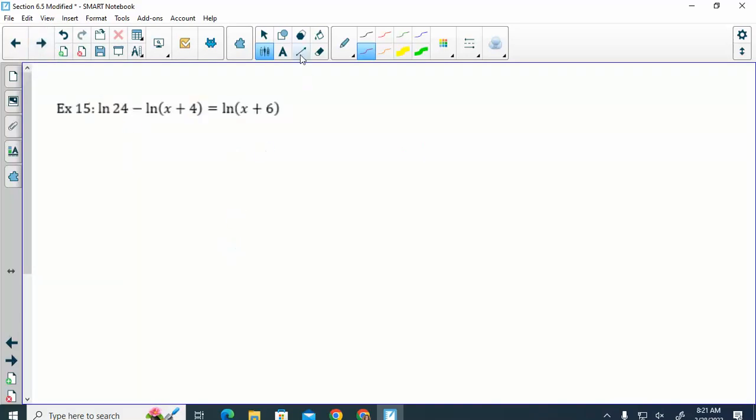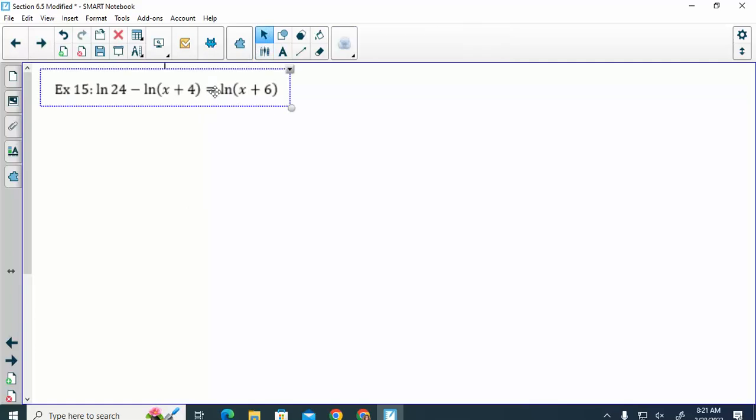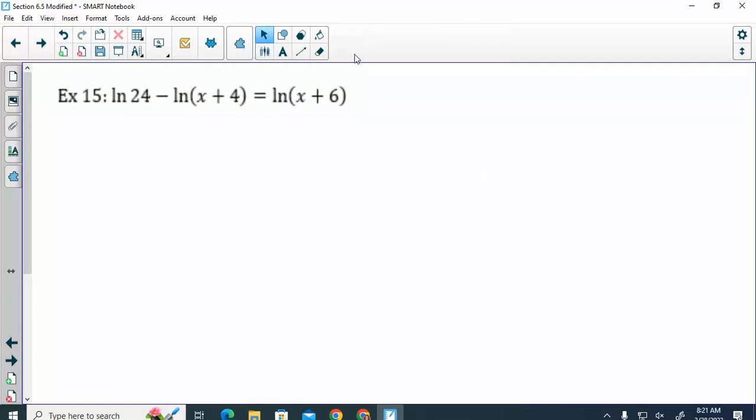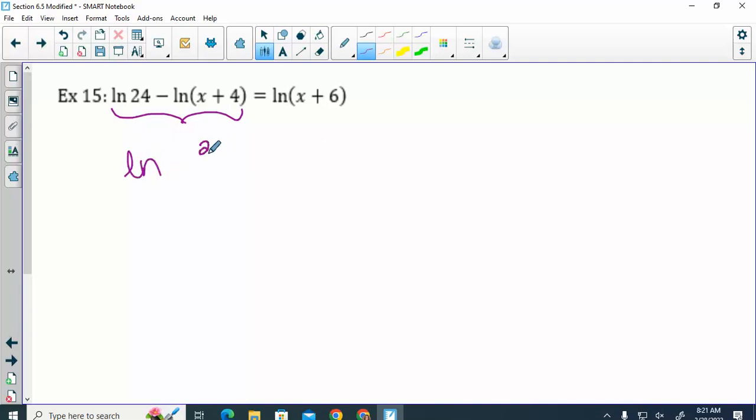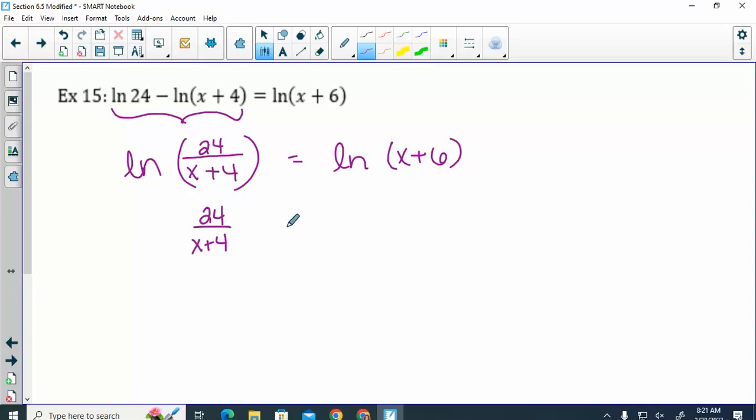On this one, can't we just jump right into it? We cannot. The property requires one log on each side. So we have 3 logs. We have to condense it into 1 log on each side. If these logs are subtracted, how do you put them together? So we have a natural log of 24 over x plus 4 equals a natural log of x plus 6. Then what? Yep. Drop those natural logs, and then if you want to get rid of the fraction, you can multiply the x plus 4.